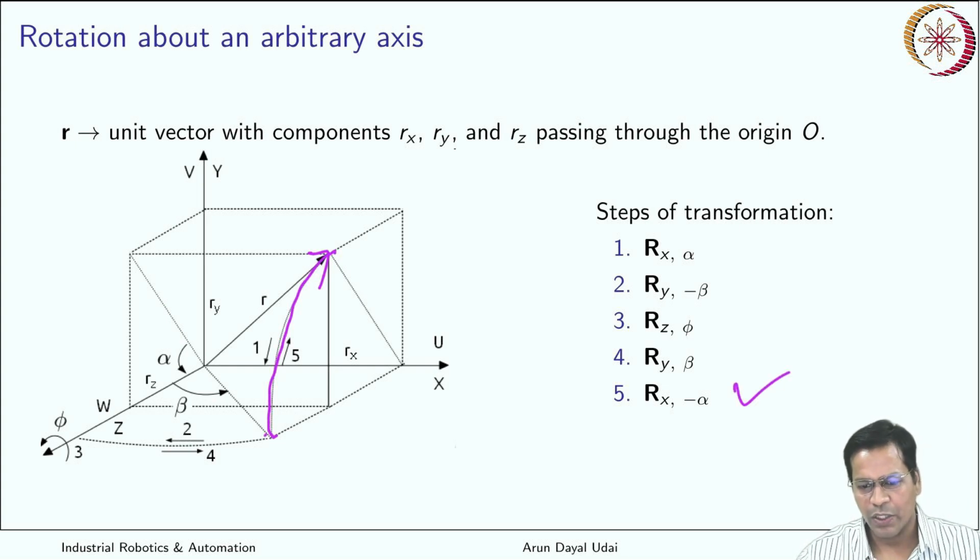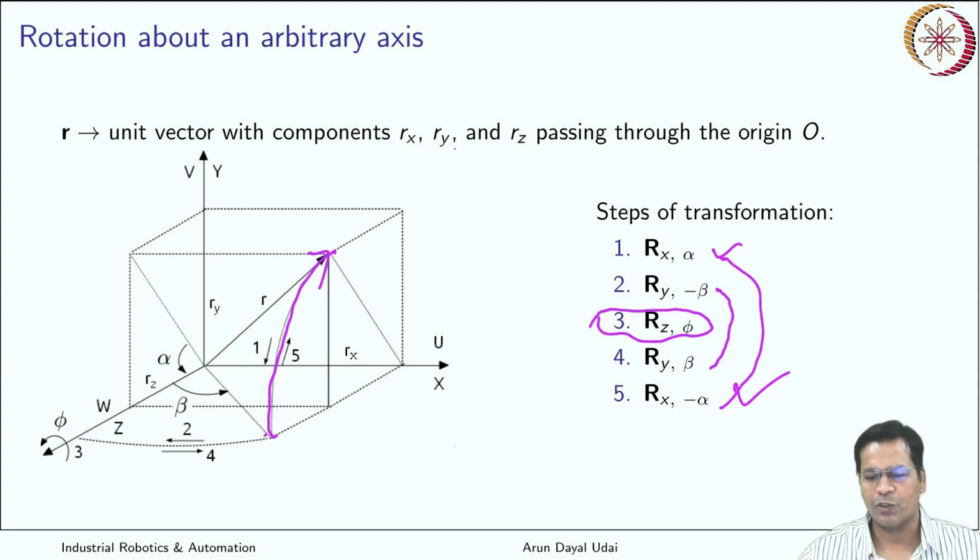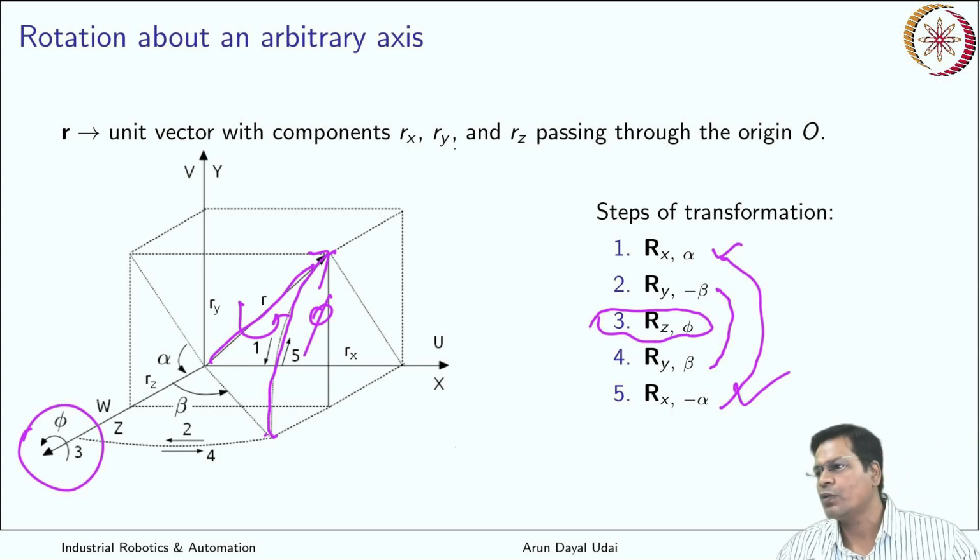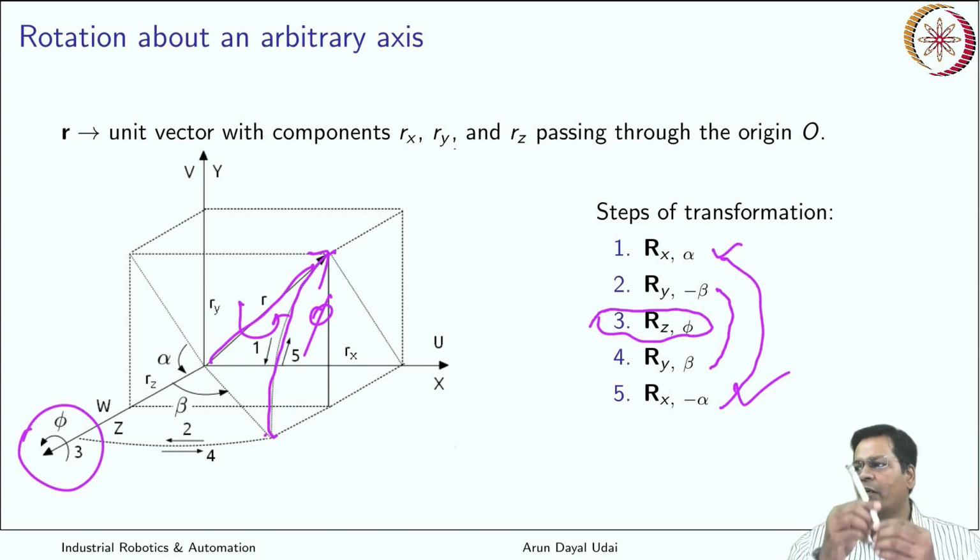You see, first is alpha, next is minus alpha. This comes here. Beta, minus beta, and beta. It is here. This is your actual rotation that you wanted to do, that is, rotation about r by an angle phi. So what you effectively did is, because you didn't have a rotation matrix to rotate about an arbitrary axis, you took this arbitrary axis to one of the standard axes, rotated it there, and brought it back to the original location. So these are your steps to do this transformation.